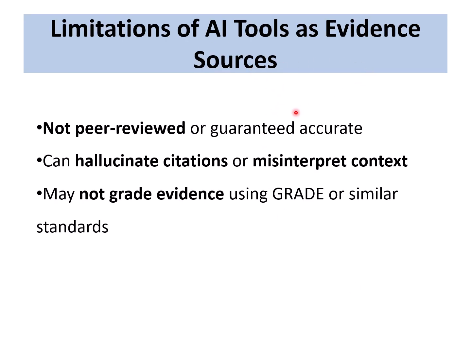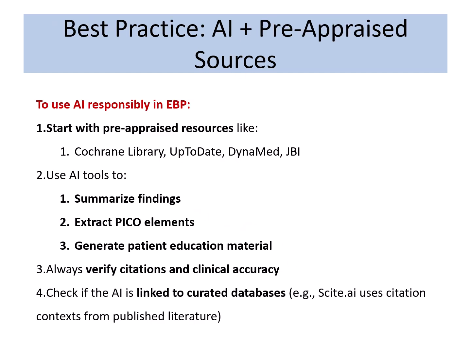Limitations of AI tools as evidence sources: they are not peer reviewed or guaranteed accurate, can hallucinate citations or misinterpret context, and may not grade evidence using GRADE or similar standards. The best practice is AI plus using pre-appraised resources.